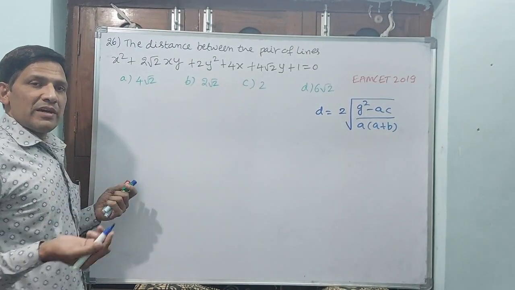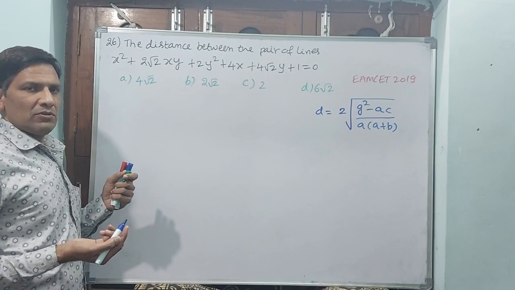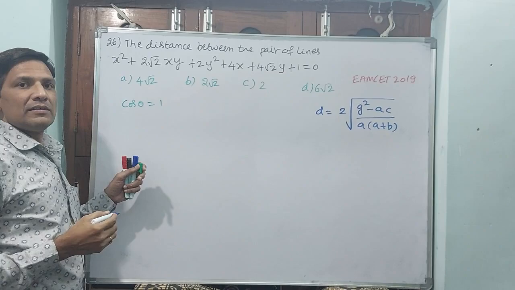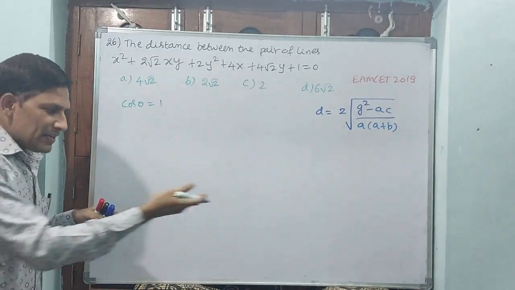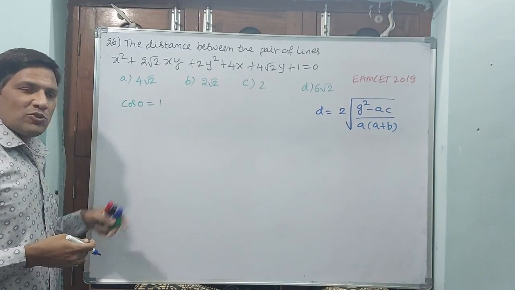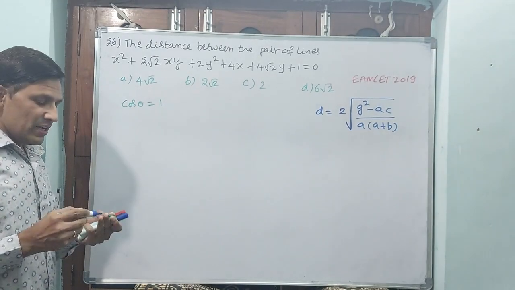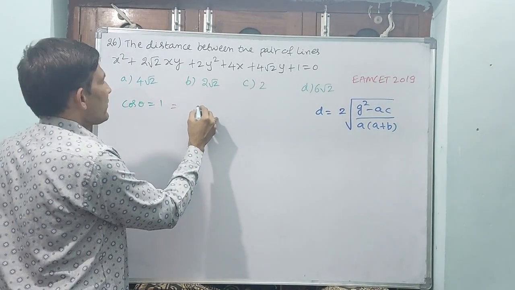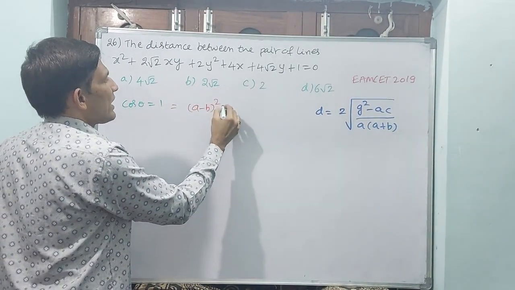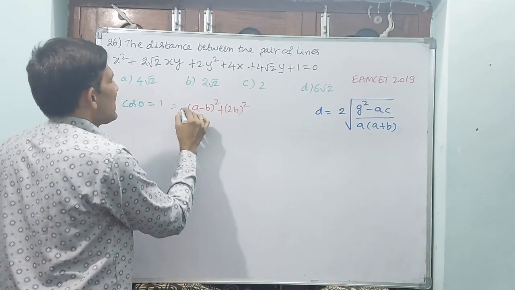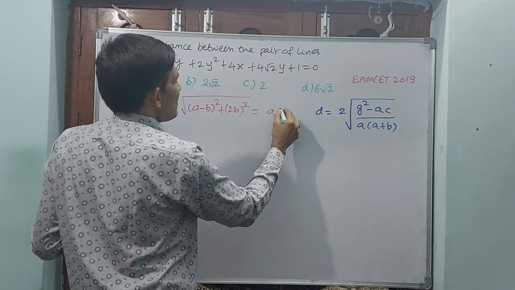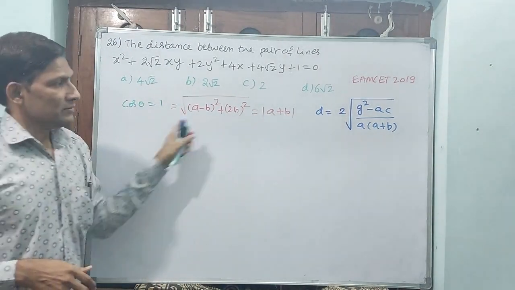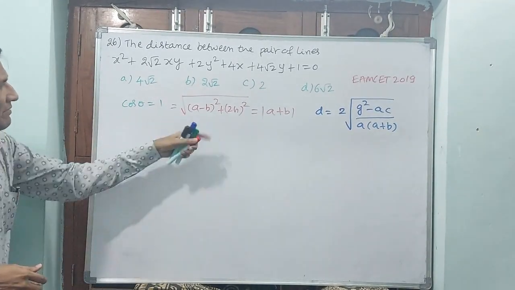See, parallel means the angle will be 0. That means cos 0 should become 1. Understand? Parallel means theta will be 0. Theta 0 means cos 0 is 1. Okay. Cos theta is 1 means what can you say? You can say like this, you see. Square root of A minus B whole square plus 2h whole square should be equal to modulus of A plus B. Okay, because 1. The denominator I have taken, multiplied with 1.